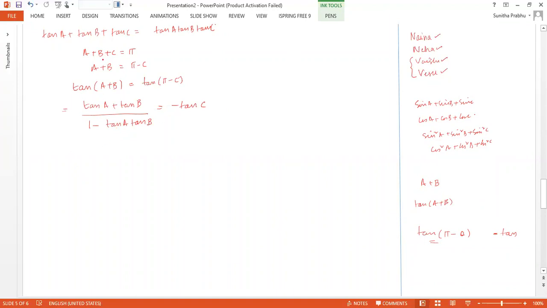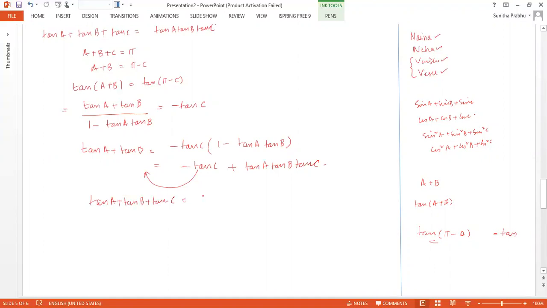Now we will try to cross multiply. Tan A plus tan B is going to be minus tan C into 1 minus tan A tan B. If I open this, you'll get minus tan C plus tan A, tan B, tan C. Then you get it this side: tan A plus tan B plus tan C equal to tan A, tan B, tan C. All right, so just make a note of this. We will do other sums.